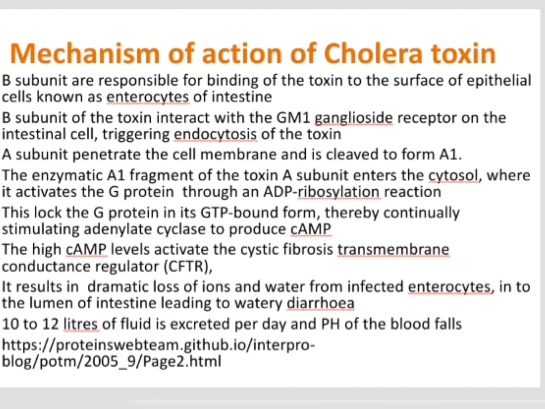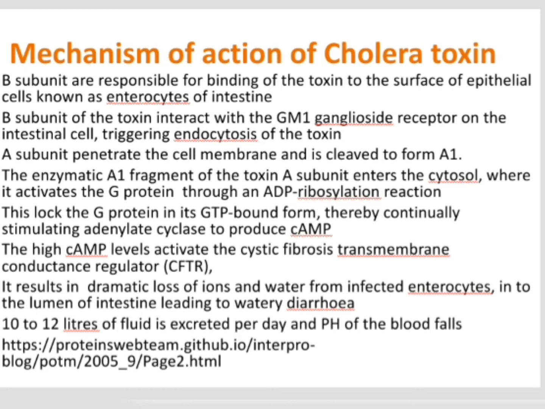10 to 12 liters of fluid is excreted per day and the pH of the blood falls. So, mechanism of action of cholera toxin. The B subunit is responsible for binding the toxin to the intestinal cells. Intestinal cells are called enterocytes. The B subunit will interact with the receptor on the intestinal cell.